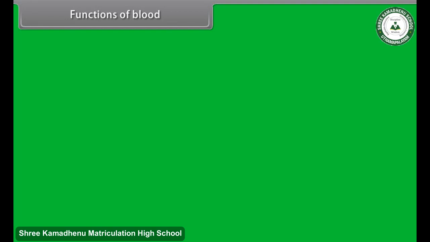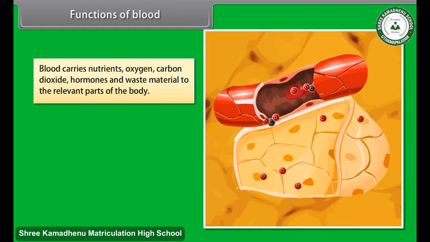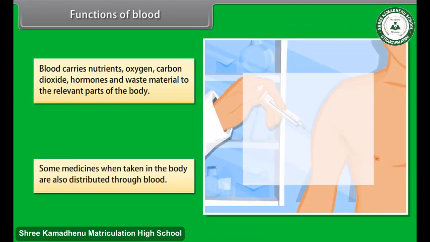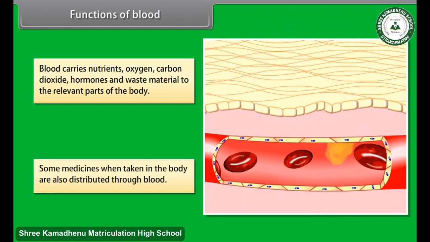Functions of blood. Blood carries nutrients, oxygen, carbon dioxide, hormones, and waste material to the relevant parts of the body. Some medicines, when taken in the body, are also distributed through blood.